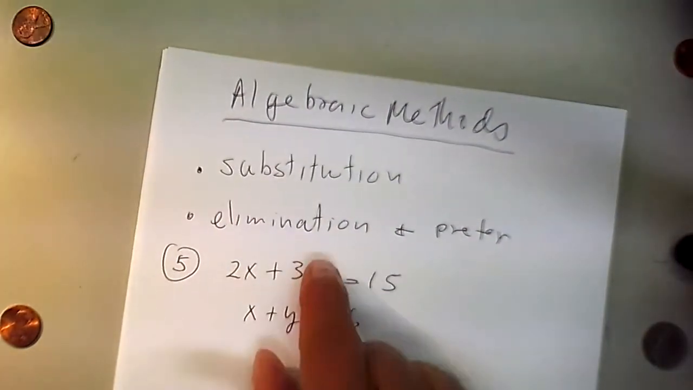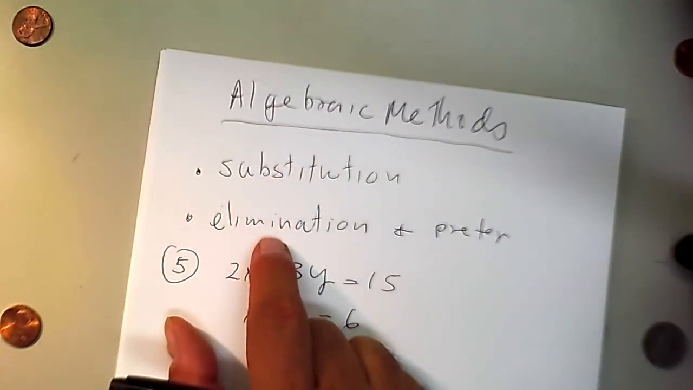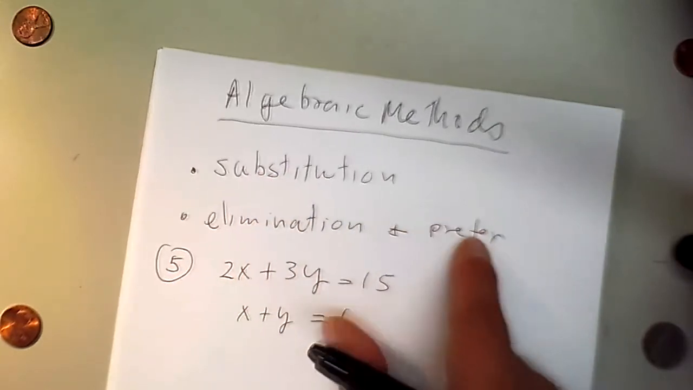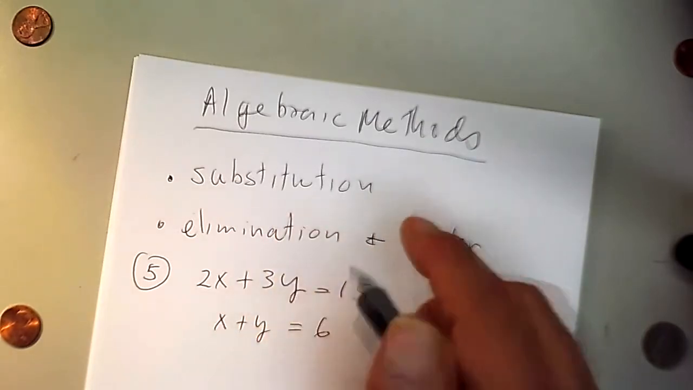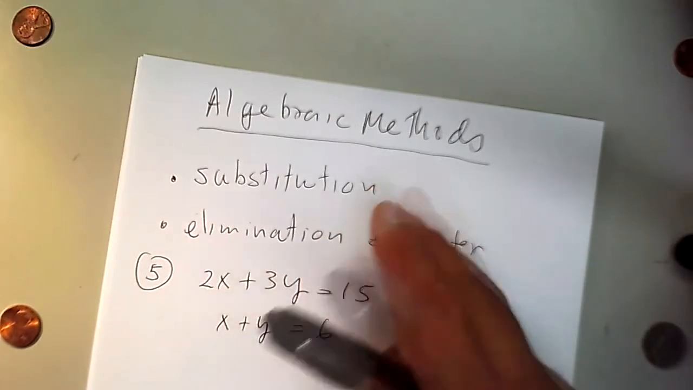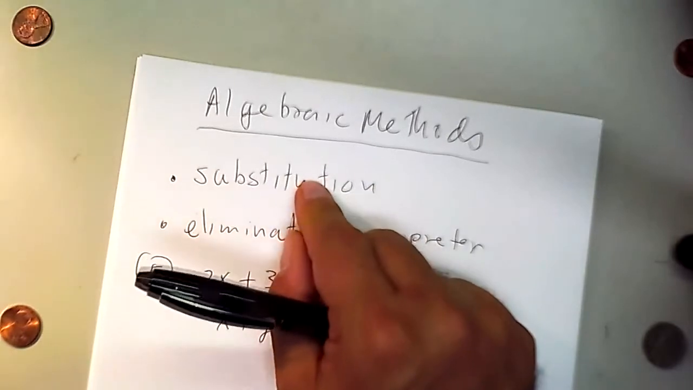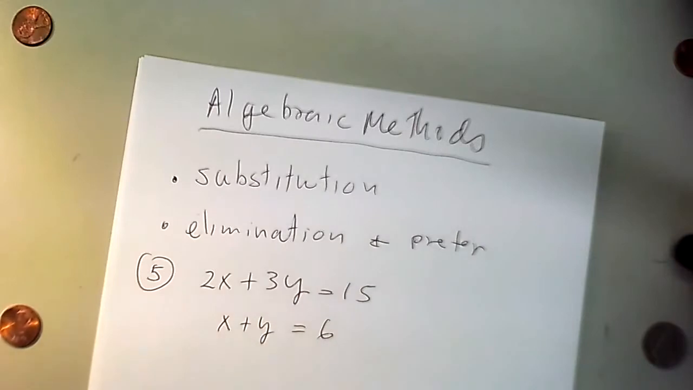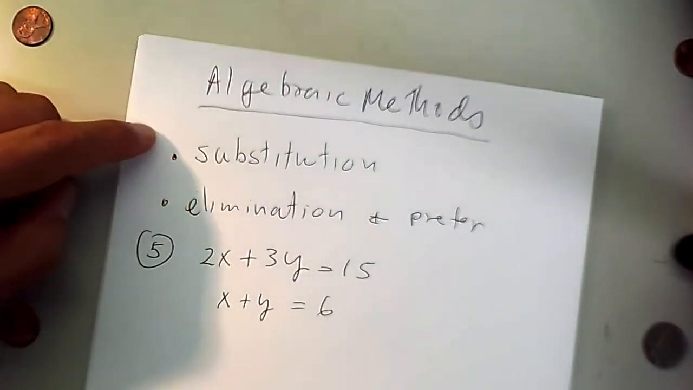Before I move on, as long as we have this still in front of the camera, there is substitution, there's elimination, and there is also a combination of the two. We can start with elimination and then continue with substitution, or you can start with substitution and then use elimination. We don't have to stay with one all the time over the other.